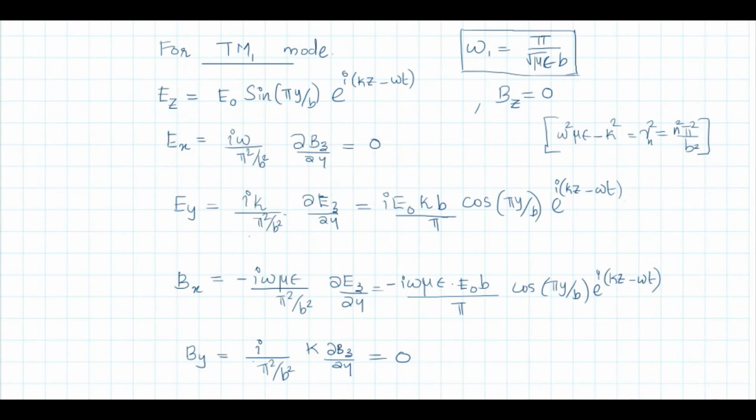So out of the six components of electric and magnetic fields, 3 are 0. Bz, Ex, By are 0. Non-zero components are Ez, Ey and Bx. Ez, Ey and Bx. Okay. So this is the case of transverse magnetic mode.